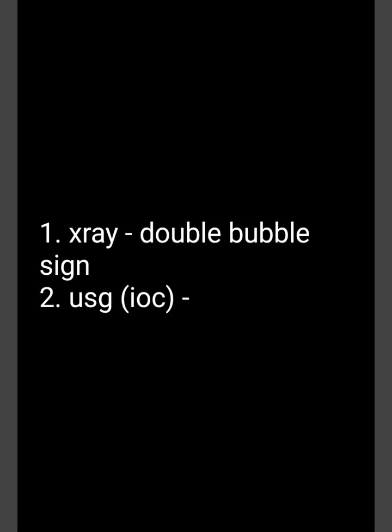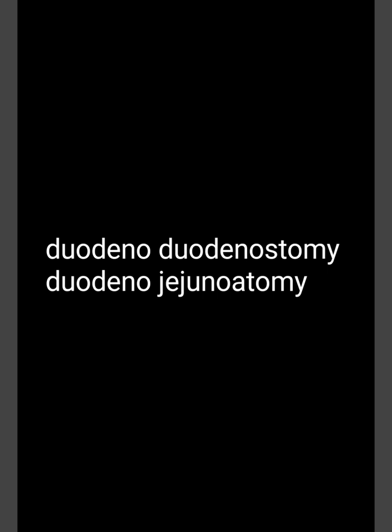Investigation of duodenal atresia. 1. X-ray, double bubble sign. 2. USG, IOC. Treatment of duodenal atresia: duodenostomy, duodenojejunostomy.